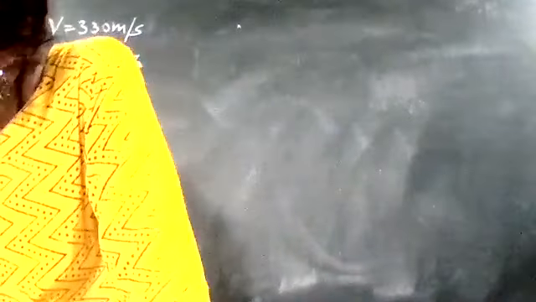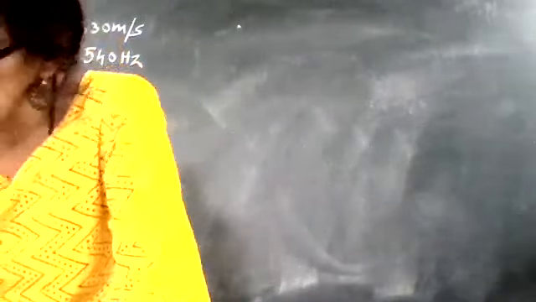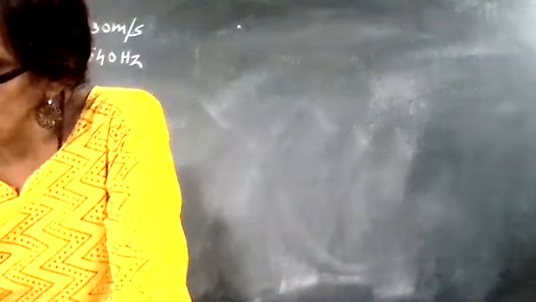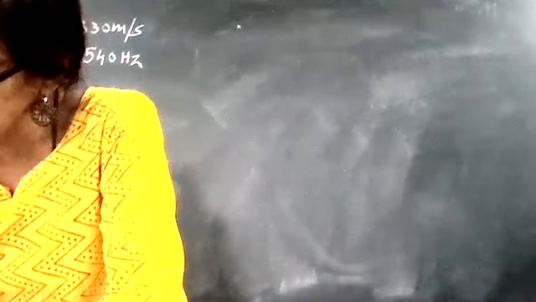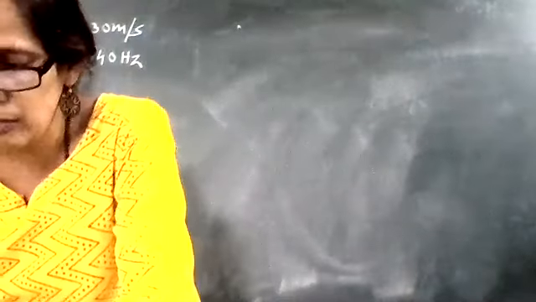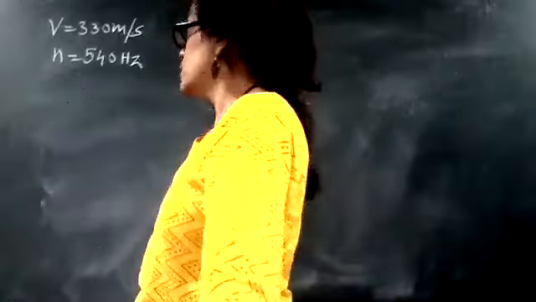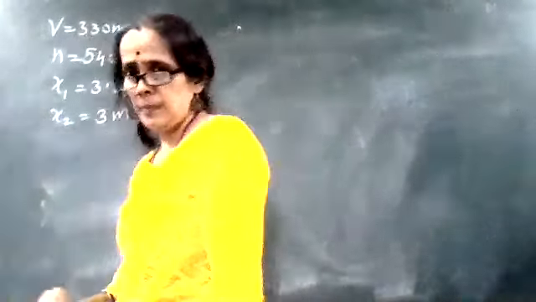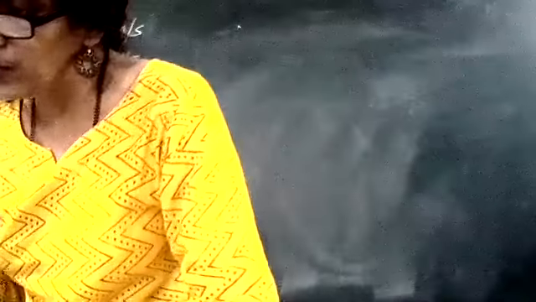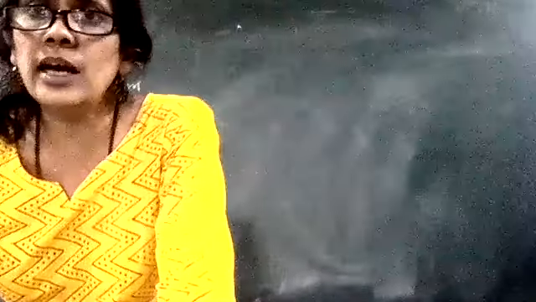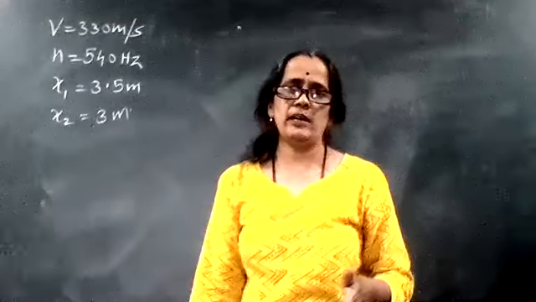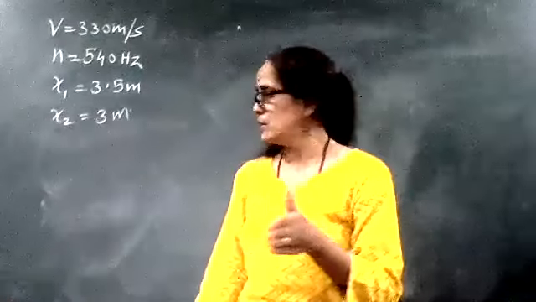Fine. What will be the phase difference between the waves at the points 3.5 meter from one source and 3 meter from the other, if the sources are in phase? So you have given the source distances: x1 is 3.5 meter and x2 is equal to 3 meter. You have to find the phase difference if the two sources are in phase. In phase means both the sources are in the same vertical plane.